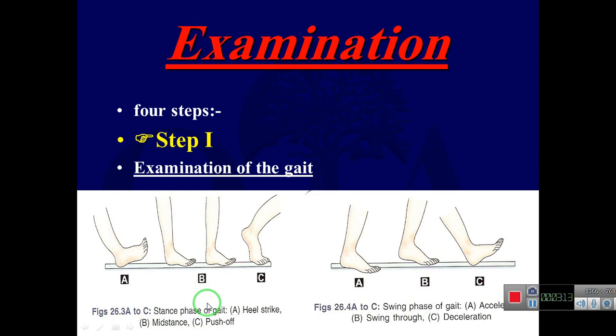Stance phase forms about 60% of the gait, and here the foot is on the ground, including the heel strike, mid stance, and last push off. While the swinging phase occupies about 40% and consists of the acceleration phase, then swinging through, and lastly deceleration.